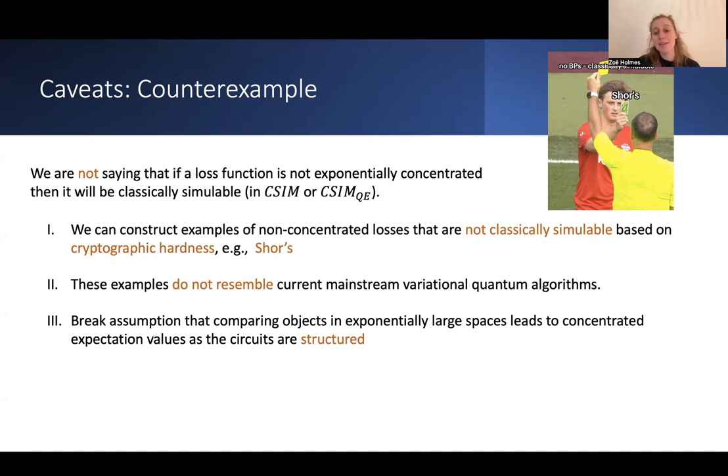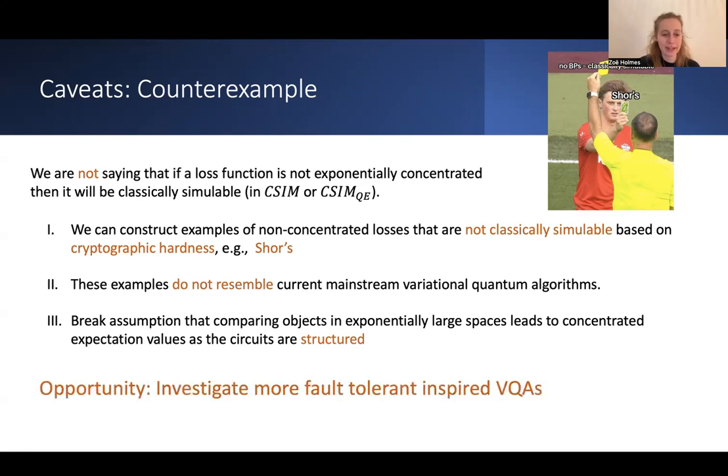But it maybe can give us some nice insights, because what it does is it shows that our whole argument is based on the observation that comparing objects in exponentially large spaces is hard and leads to concentration. In these cases, things live in an exponentially large space, but the circuits are more structured. And it's really the structure that allows us to avoid exponential concentration.